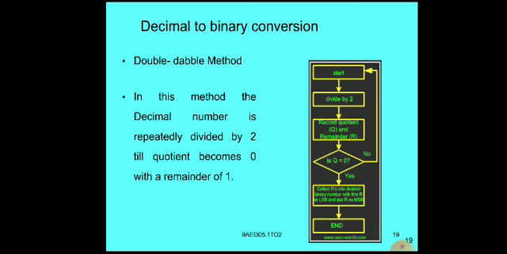And if the quotient is 0, that means the division process is over. That is the last remainder. From the last remainder to the top, you go on recording in sequence, then you will get the binary number. Let us take an example.